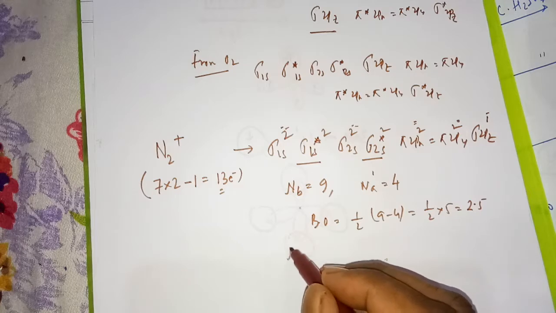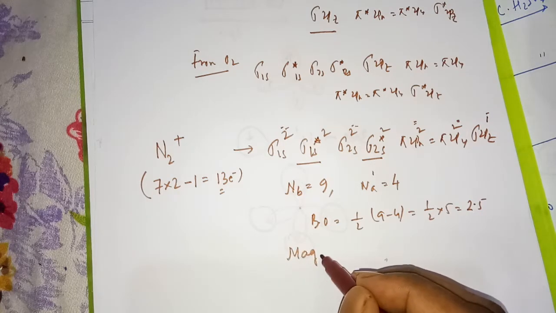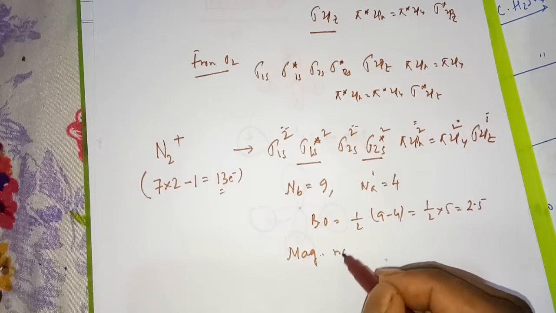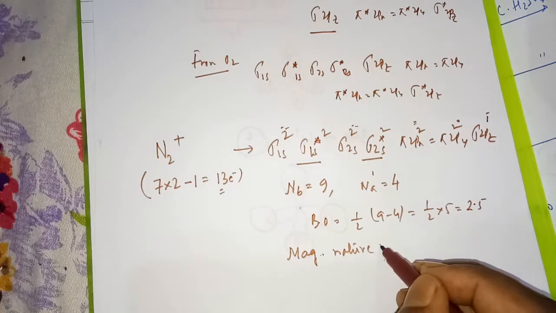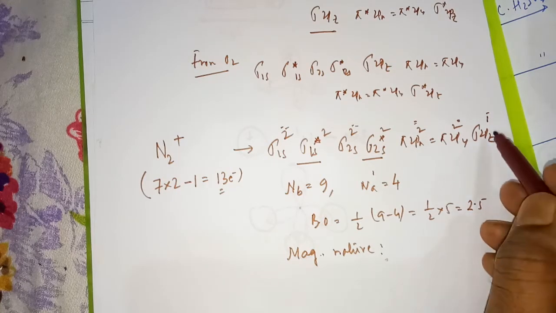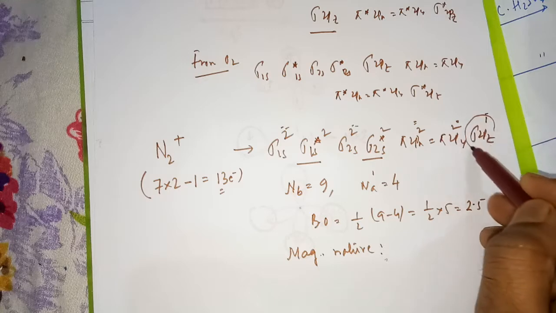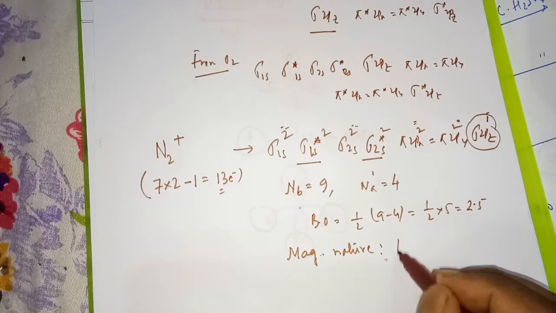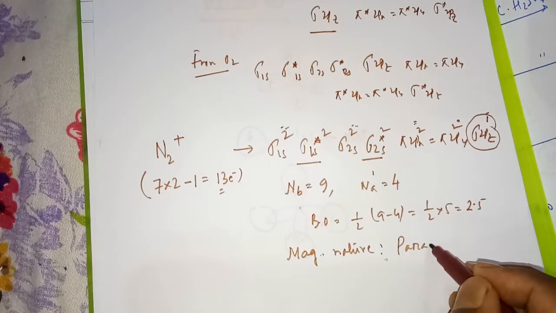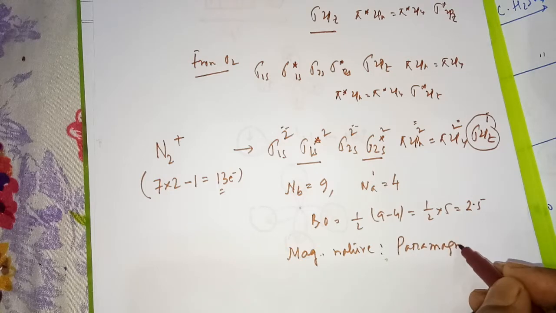Another thing, you can draw a conclusion about the magnetic nature. Since it contains an unpaired electron, you have to write paramagnetic.